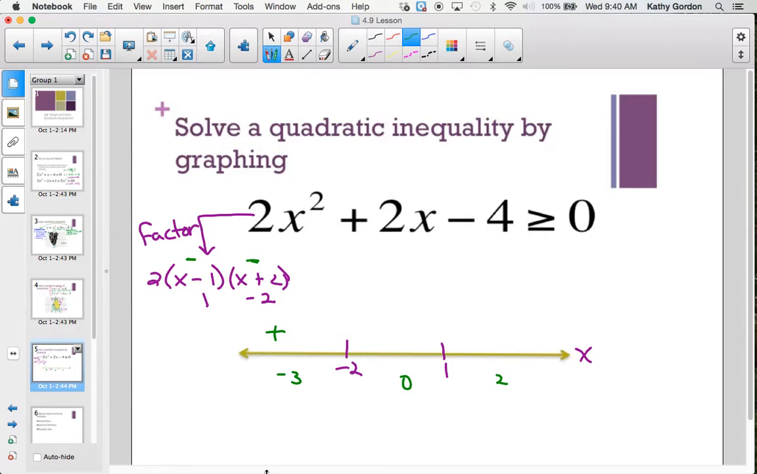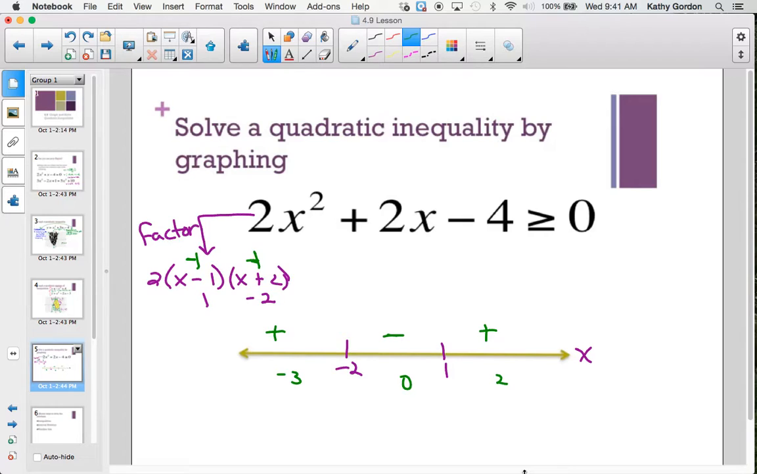Do the same with 0. If I put 0 in for x here, negative. If I put 0 in for x there, it's now positive. So that positive times that negative gives me a negative. So this section is the part of the graph that's below the line. Then I use this test point. Put 2 in for x. Positive. 2 here. Positive. So positive times positive times positive. Positive.